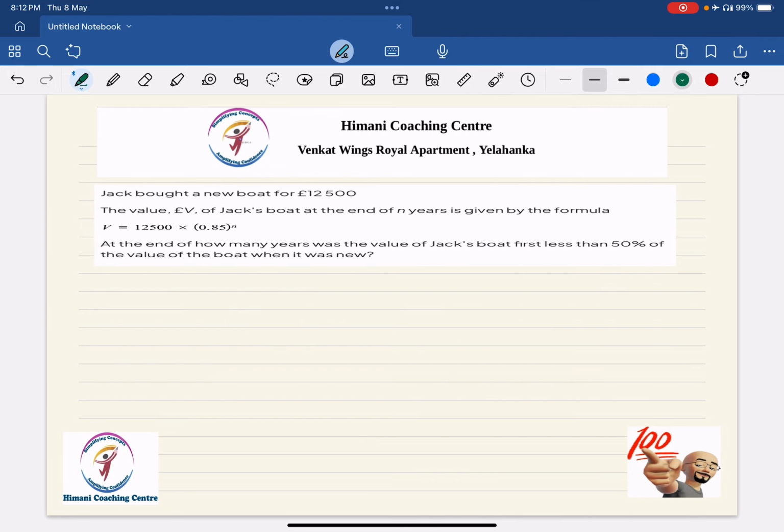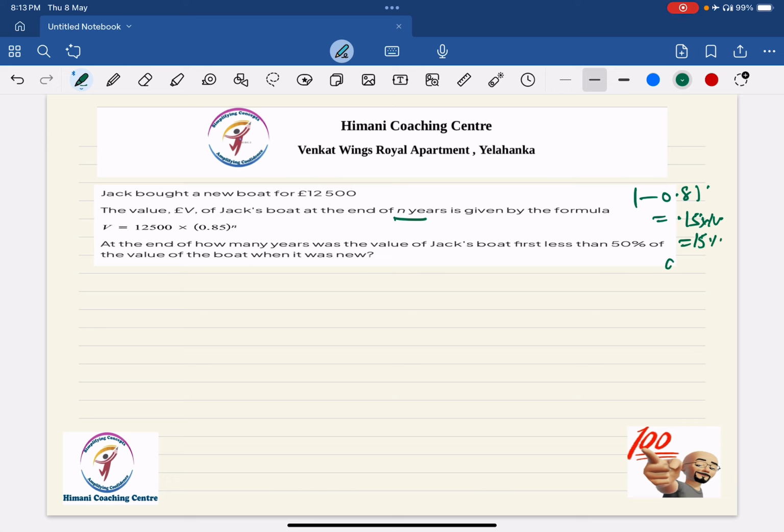Now it says Jack bought a new boat for 12,500 pounds. The value V of Jack's boat at the end of n years is given by the formula 12,500 times 0.85 to the power n. Okay. See, 0.85 means what? Just for understanding. So if you do 1 minus 0.85, it would be 0.15. Okay, and you multiply it by 100, so 15%.